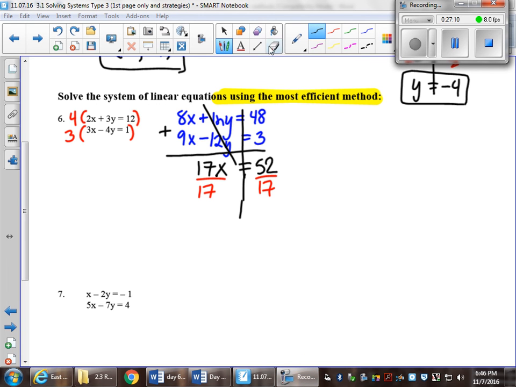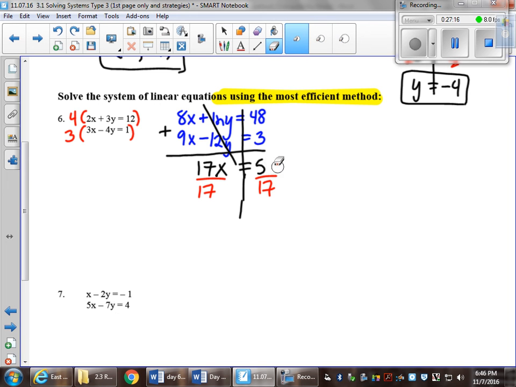Who caught my mistake? I just found it. 48 plus 3 is 51. Okay, let's try that again. 51 divided by 17 is 3. X equals 3.